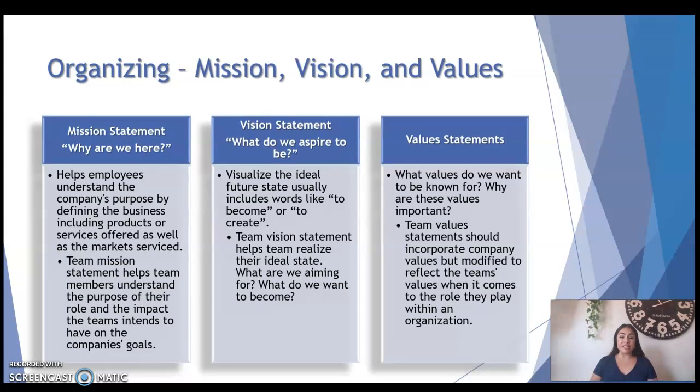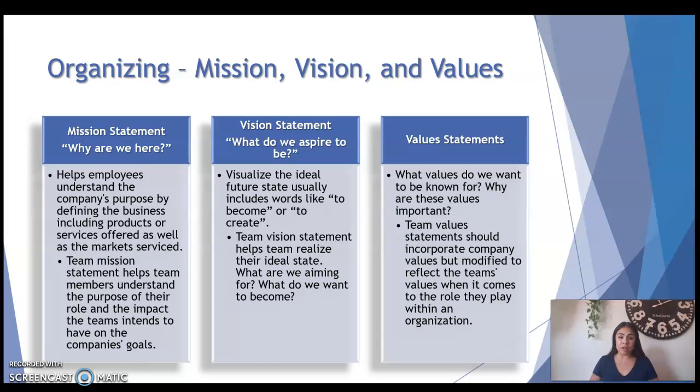Next, you want to understand your organization's mission, vision, and values. So a mission statement answers, why are we here? It helps employees to understand the company's purpose by defining the business, including products or services offered, as well as the markets serviced. Team mission statements help team members understand the purpose of their role and the impact the teams intend to have on the company's goal.